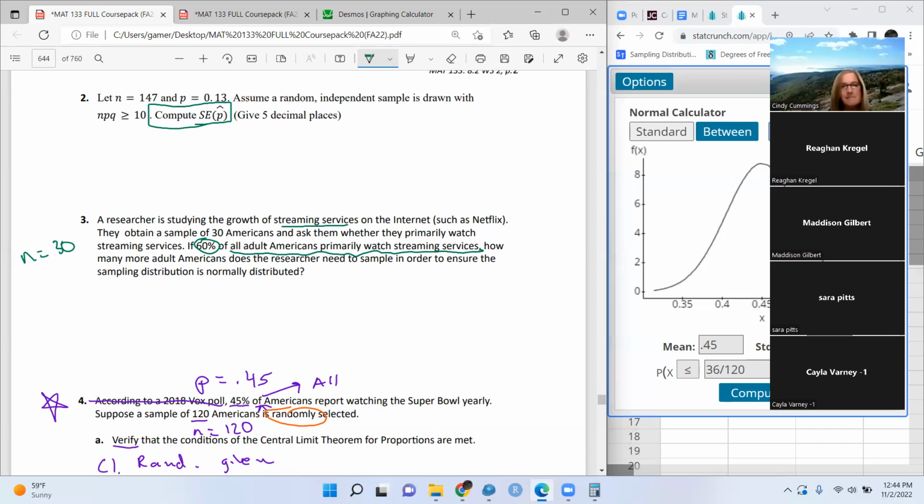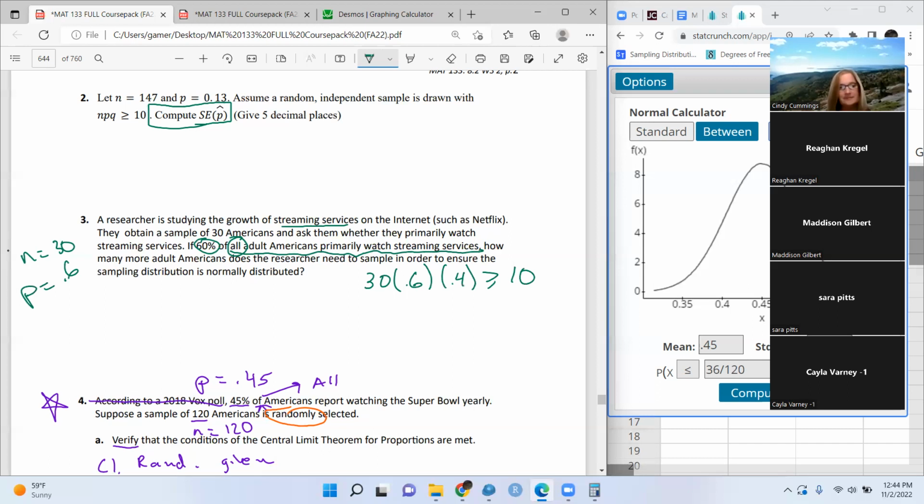It's 60% of the whole thing, so it'd be P. Love it. Okay, so we know this. How many more adults does the researcher need to sample in order to ensure the sampling distribution is normally distributed? So we're being told that this is too small. We could prove that to ourselves by doing 30 times 0.6 times 0.4 and see, is that greater than or equal to 10?